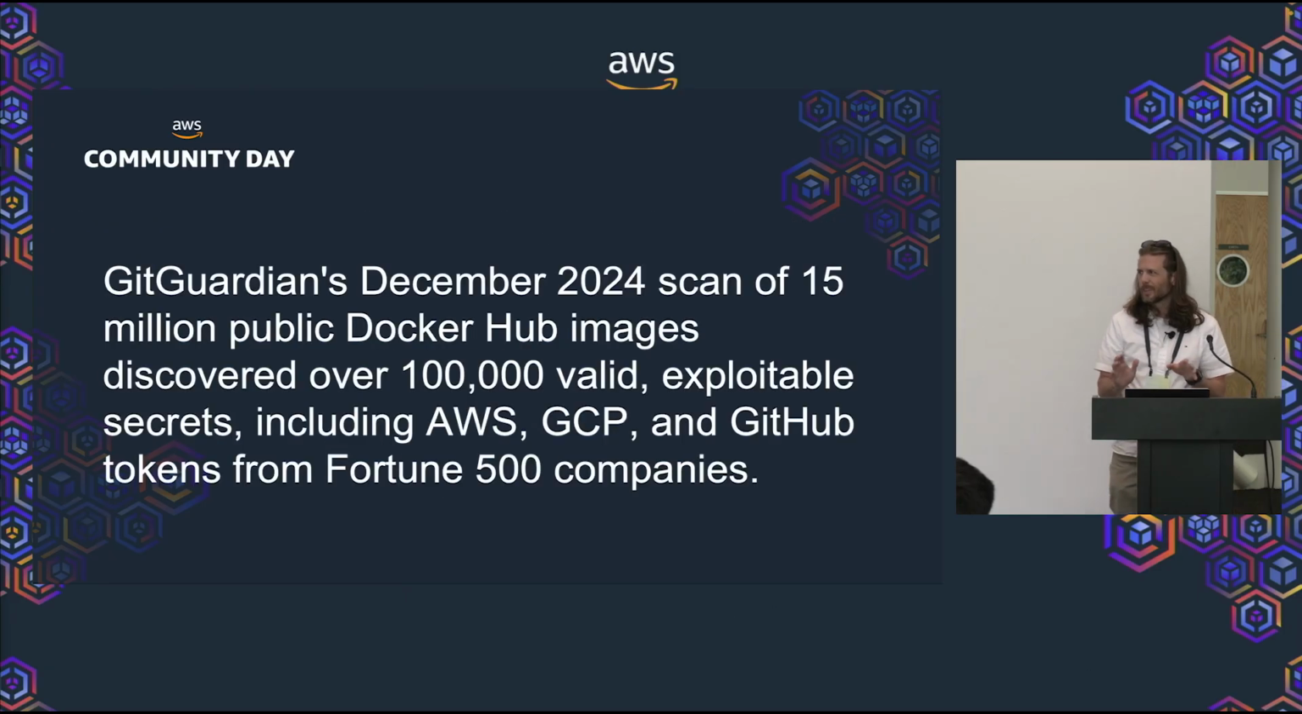All right, if you don't think this is happening, if you're thinking like, oh, no one's actually doing this, in 2024, there was a scan of 15 million public Docker Hub images, and over 100,000 valid, so not even ephemeral or invalid credentials, but 100,000 valid secrets for AWS, GCP, GitHub tokens, and some of those from Fortune 500 companies. So this is very much happening. And again, the most common thing I see where people think they're safe, but they're not, is storing the secret in their GitHub organization or repository secrets and then referencing it in the Dockerfile. Because again, that build is reading it and baking it into the image.